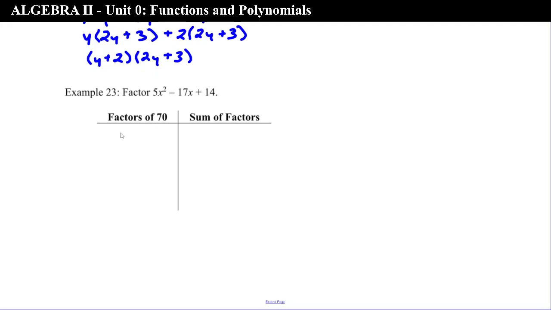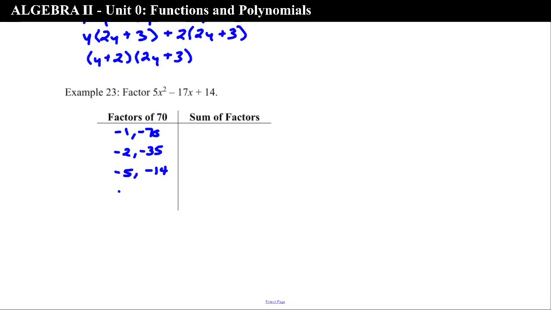Okay, so let's list our factors of 70. So we've got negative 1 and negative 70, okay, because negative 1 times negative 70 is 70. We've got negative 2 and negative 35. Will 3 go into it? No. Will 4 go into 70? No. 5 will. Got negative 5 and negative 14.